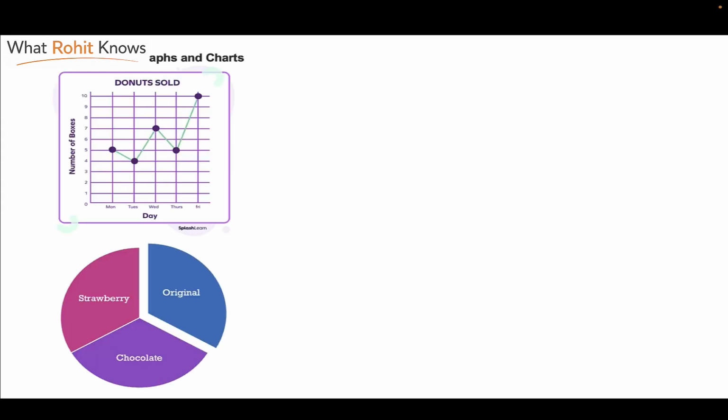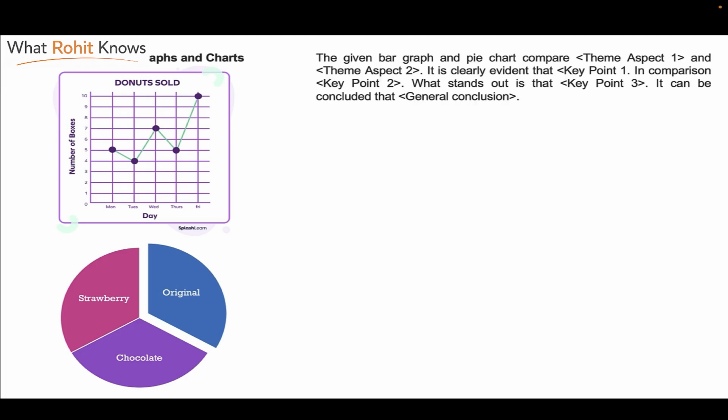So sometimes you will get a combination of a graph and a chart, something like this, and there can be different types of combinations. Let's try to understand with the help of this example. The first sentence is mainly what will be different. So you will say the given bar graph and pie chart compare. Now there's something for which this graph is being used to point out, and to point out something else, we are using this chart, right?